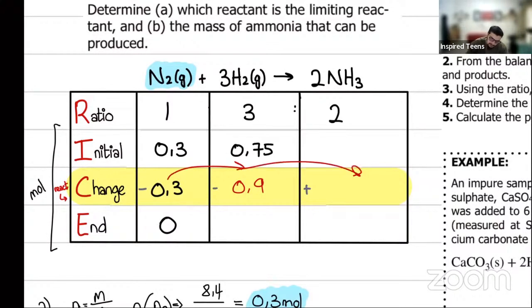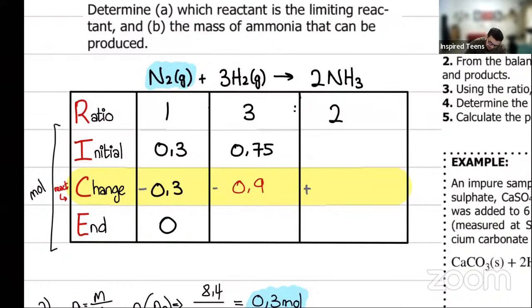And that's exactly what I did, because I know, hypothetically speaking, if N2 is my limiting reagent, I would have used up all of it. I used the molar ratio to get the moles here. I get 0.9. But now when we look at this, we see initially we had 0.75 moles of H2 and we used up 0.9 moles. That doesn't make any sense because we can't use up more than we started off with. So that means that you've chosen the wrong limiting reagent.